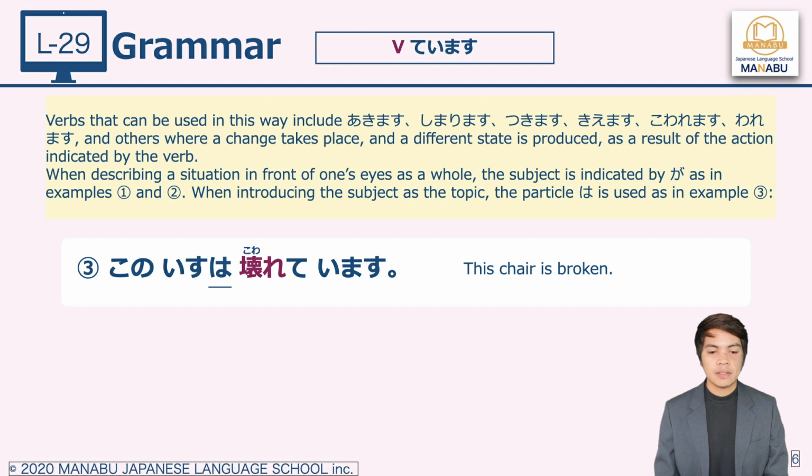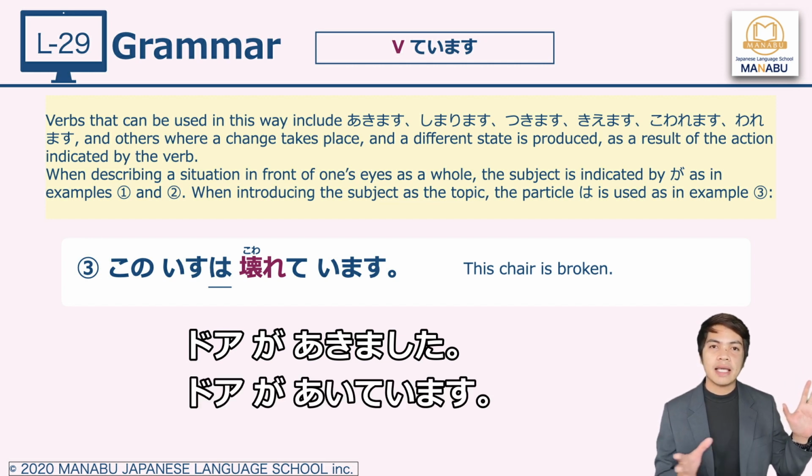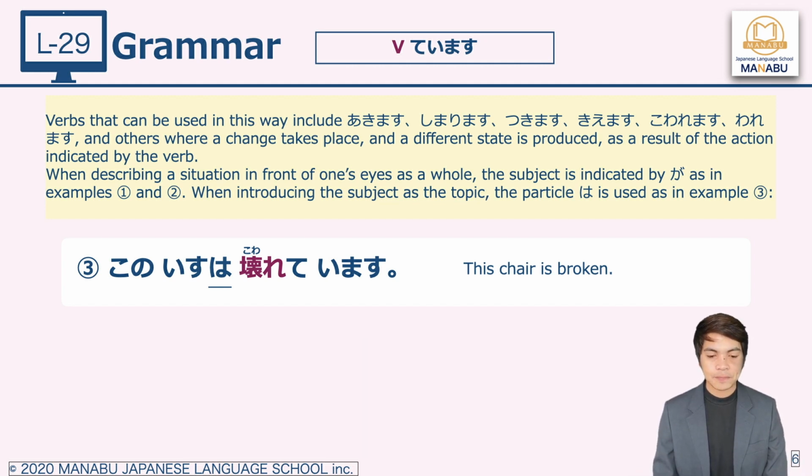And others where a change takes place and a different state is produced as a result of the action indicated by the verb. So let's take another example. A door is closed. Then suddenly the door opens. Doa ga akimashita. Now the result of that verb, the current state of the door is doa ga aite imasu. The door is now open. Doa ga aite imasu.